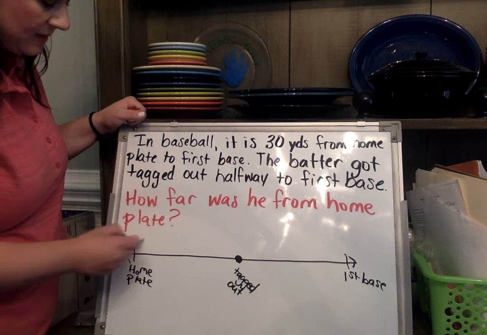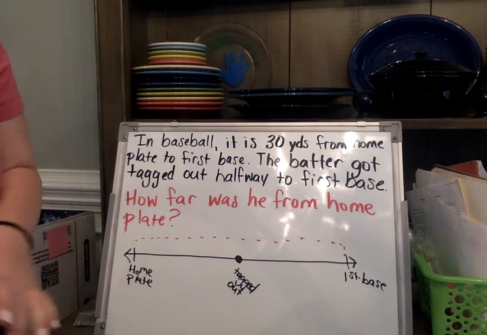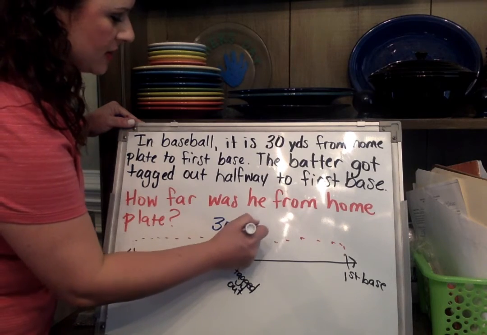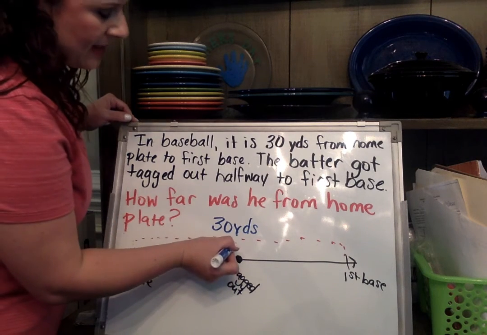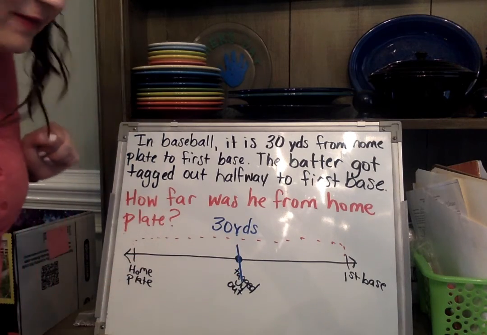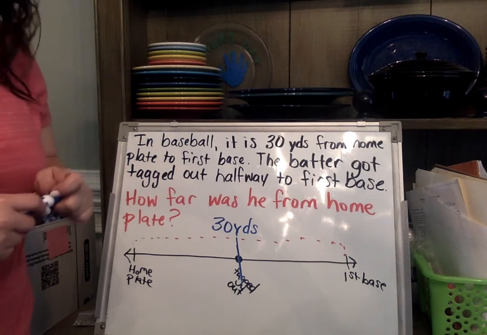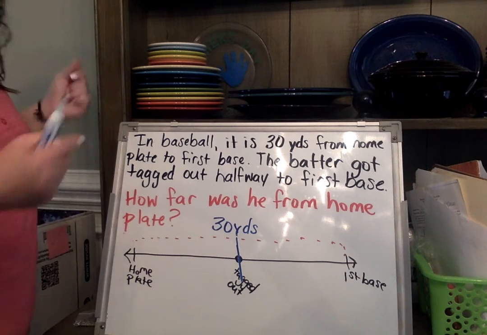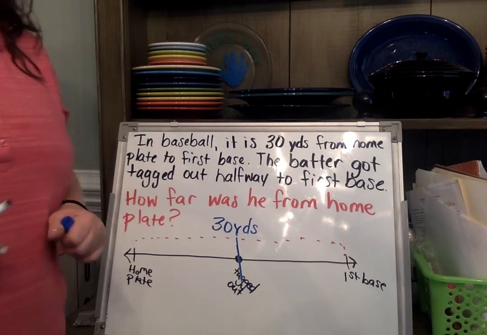I want to think about my tape diagram here. I should use a different color. When I think of my tape diagram, I think about the whole, and here the whole is 30 yards. He got halfway, so my number line is actually divided in half, which means my tape diagram is divided in half. If I have 30, what would I do there? Stop the video now and see if you can figure out how far was he from home plate.